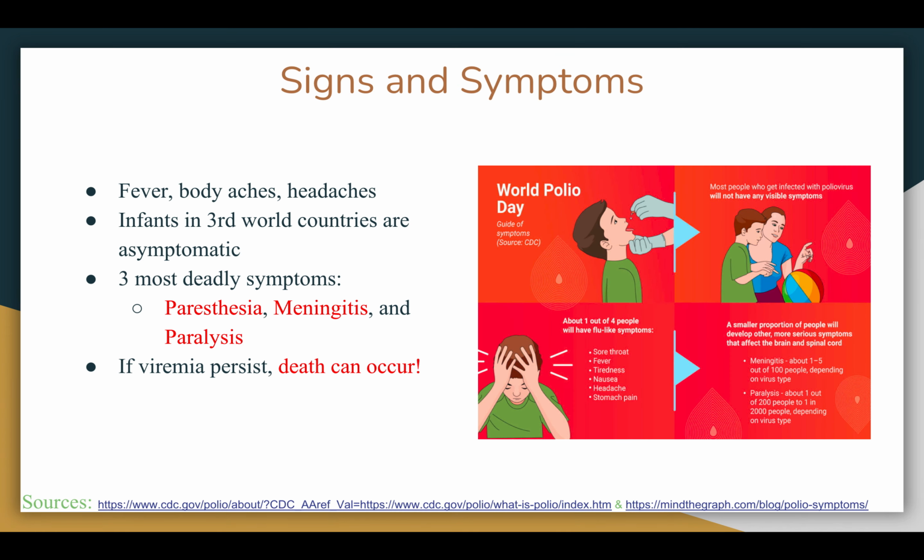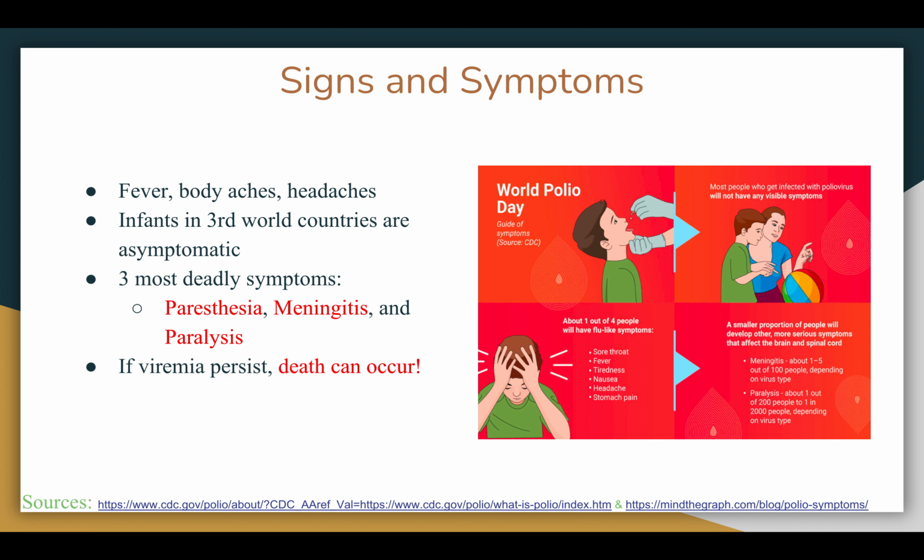For the signs and symptoms, there can be a fever, body aches, headache, nausea, fatigue, sore throat, stiffness, a lot. A majority of cases will actually go further than that. But like I said before, if the viremia persists, paralysis of motor nerves and death by respiratory failure can occur. And most infants in third world countries are known to be asymptomatic.